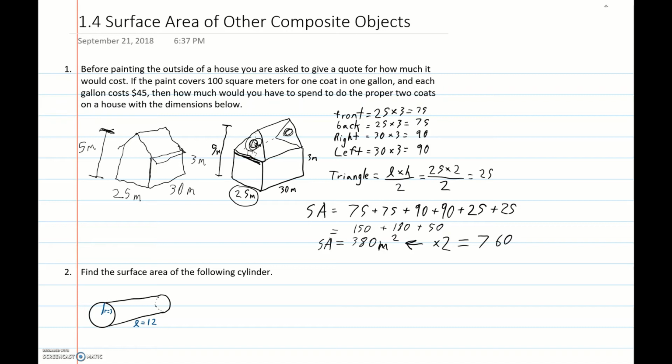760. Okay? So that's how many square meters it is. And if 1 gallon covers 100, then we need to actually buy 8 gallons of paint. You can't buy 60% of a gallon. So this, we actually need 8 gallons.